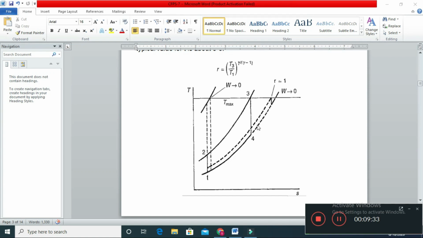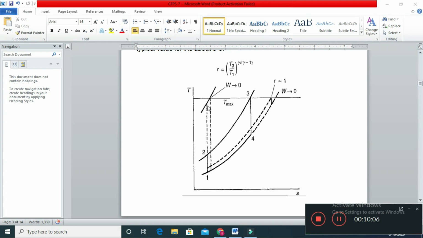Similarly, the efficiency will be negligible, because in this cycle we have a significant amount of heat supplied. You can see the temperature difference, T3 and this one is T2. So there is a significant amount of heat supplied, but the work obtained is negligible. So efficiency will also be close to 0.